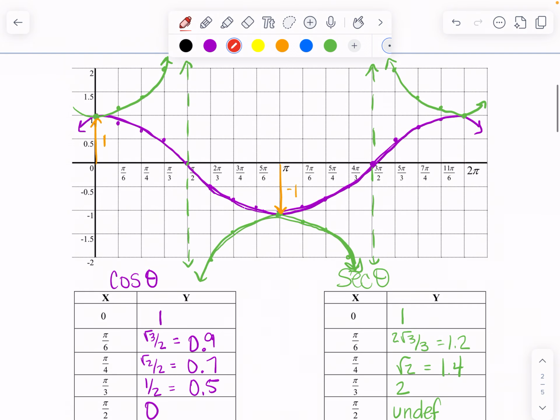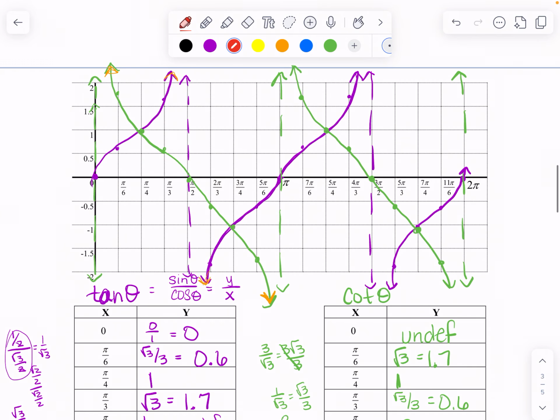So for cosine, I'm starting at the top. I get back up to positive 1 at 2 pi. So there's my period. And again, with my secant graph, that's when it starts back over as well. And back up to the point where it starts back over.